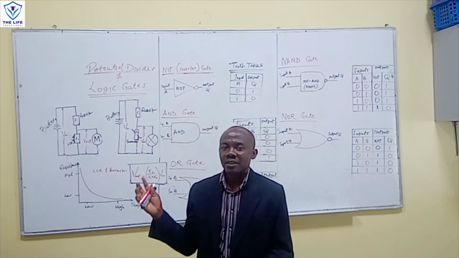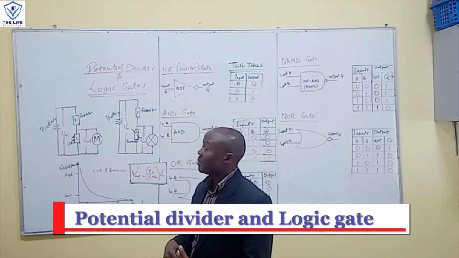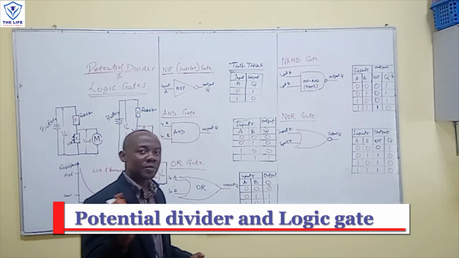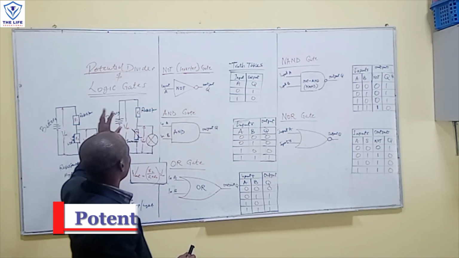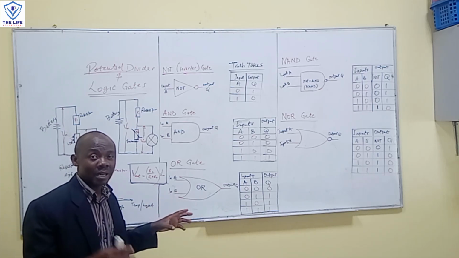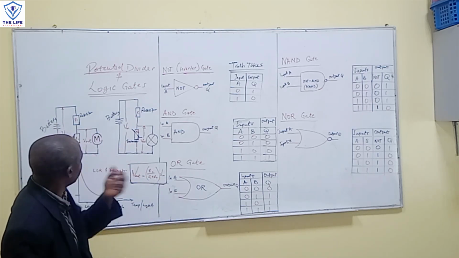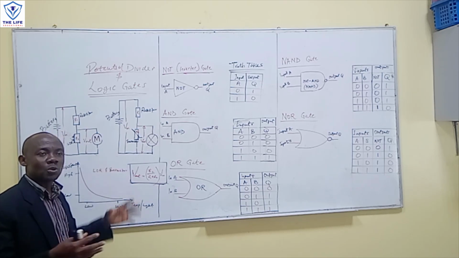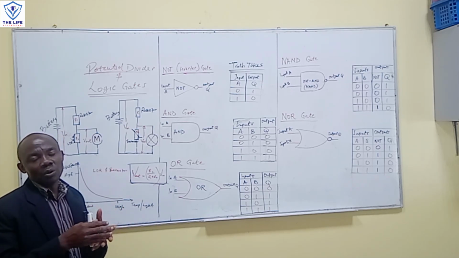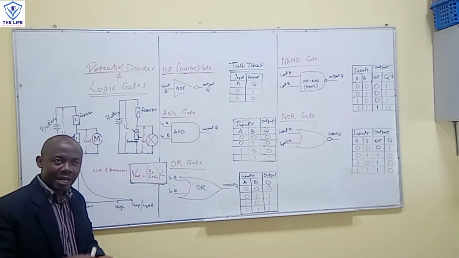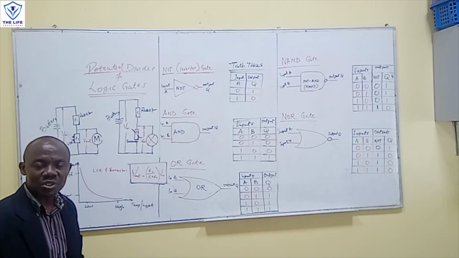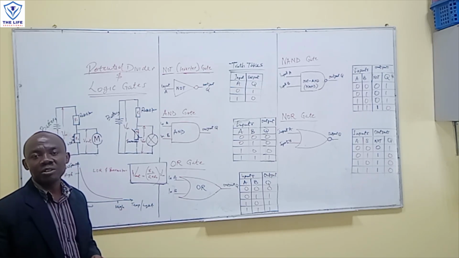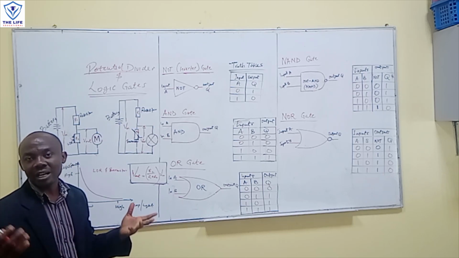Today we are looking at potential divider and logic gates. First of all, we'll discuss this. I'll describe to you what a divider is. The divider is just a circuit that we use to bring down, minimize or reduce voltage anytime you want to power an electric motor or any electrical load.